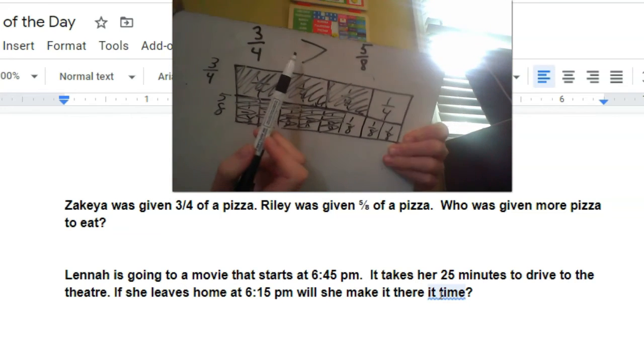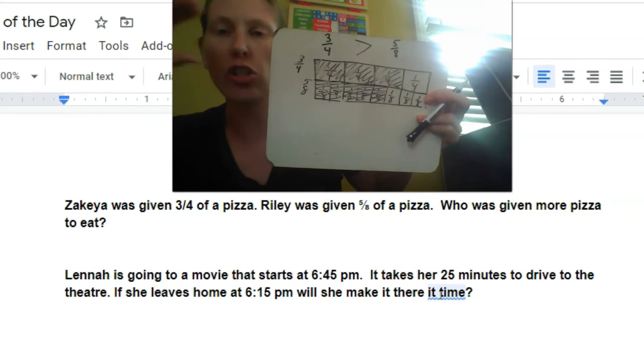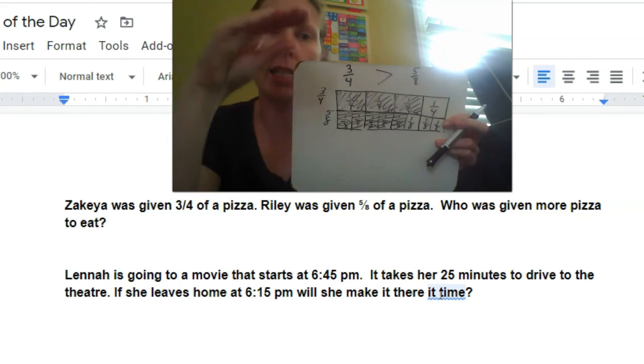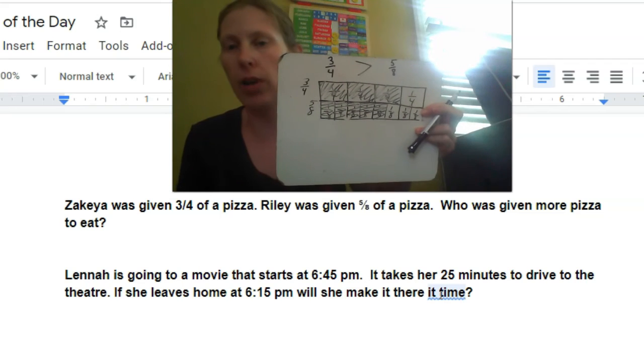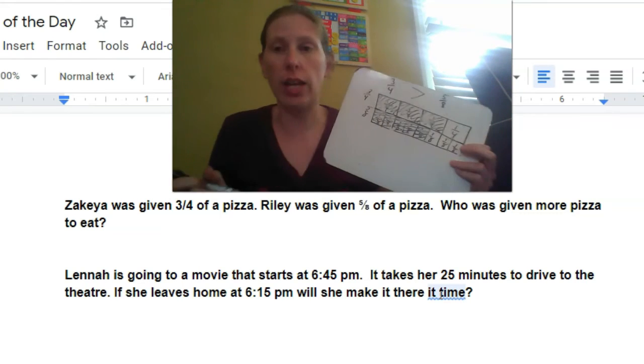We want to be able to use this symbol appropriately. If you forget, picture an alligator eating the larger fraction. He wants to eat more pizza. He's going to eat Zakia's pizza. She has more than Riley. Okay? Great. So that's the one way to solve it.